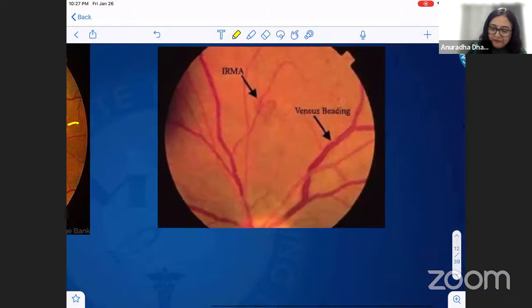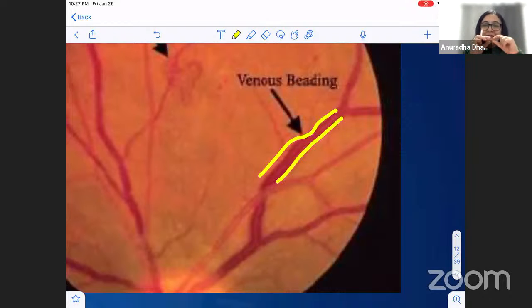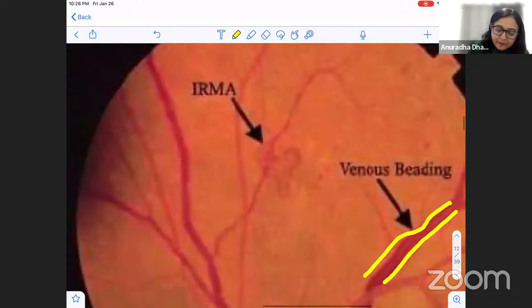Or if there is venous beading, see how the veins are changing their lumen width. There is beading. At some places the lumen is more, at some places the lumen is narrower. So that is called venous beading. If we see this kind of venous beading on fundus examination in at least two quadrants, that will be labeled as severe NPDR. Or if we see IRMA.